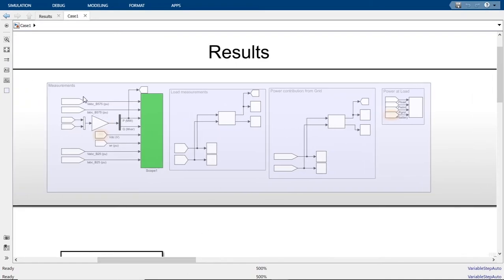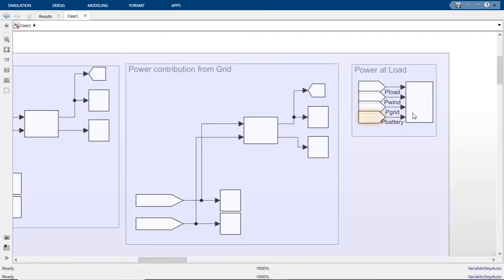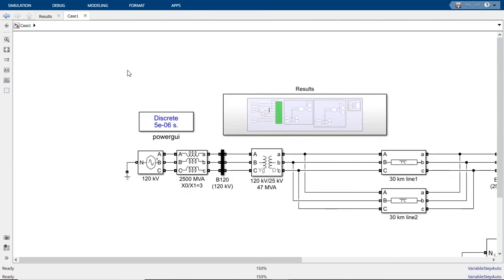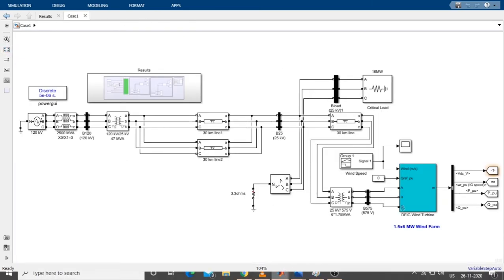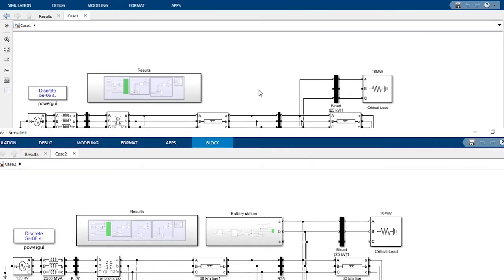Here we are measuring the input from the wind turbine, then we have the measurement across the load, that is the current, voltage and power output. Then the power contribution from the grid, and finally we are comparing all the power across the load. So this is case 1 where we do not have a battery system. Let me go to case 2, when we have a battery system implemented.